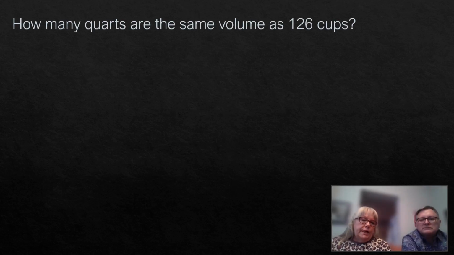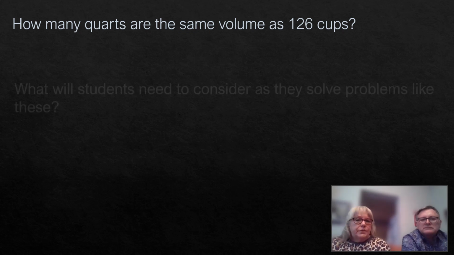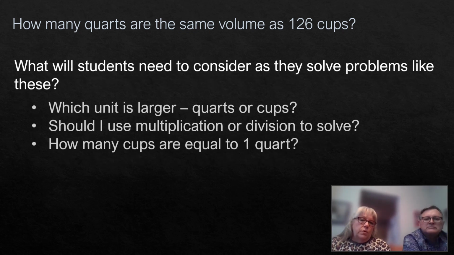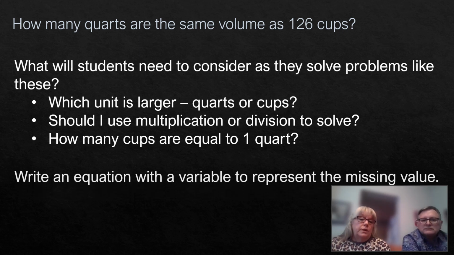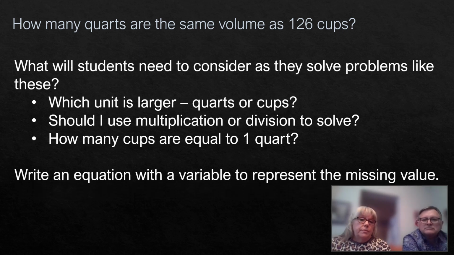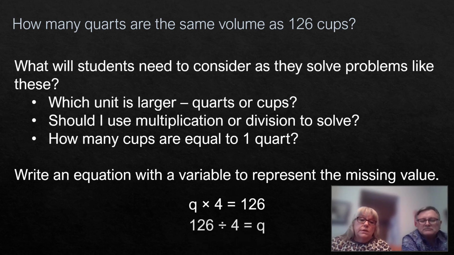This one involves a cups to quarts measurement. Again, cups are the smaller unit, so I am going to use division to solve. But when the students write the equations, we want them to write both the multiplication and the division equation. Absolutely. I'm multiplying 4 times quarts because there are 4 cups in each quart to get that 126. I can use the inverse, 126 divided by 4, to get the number of quarts. And they can label those equations too. Yes, that would help some students. That's being precise. Yes.